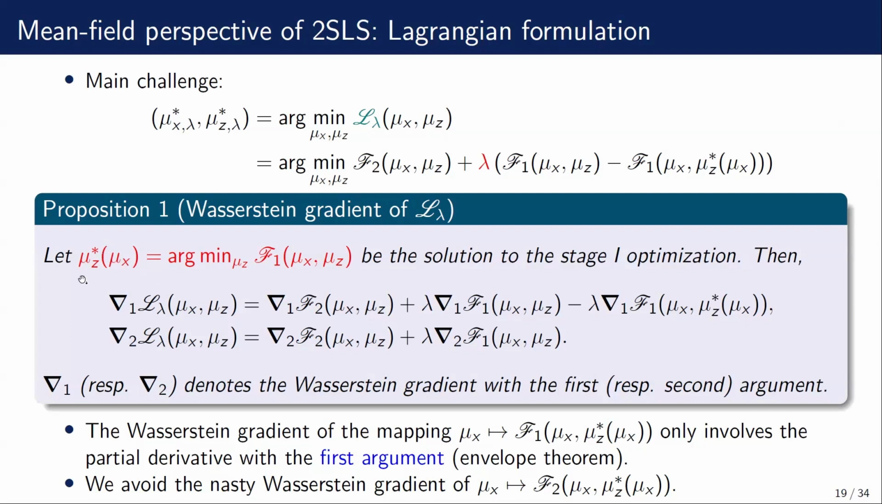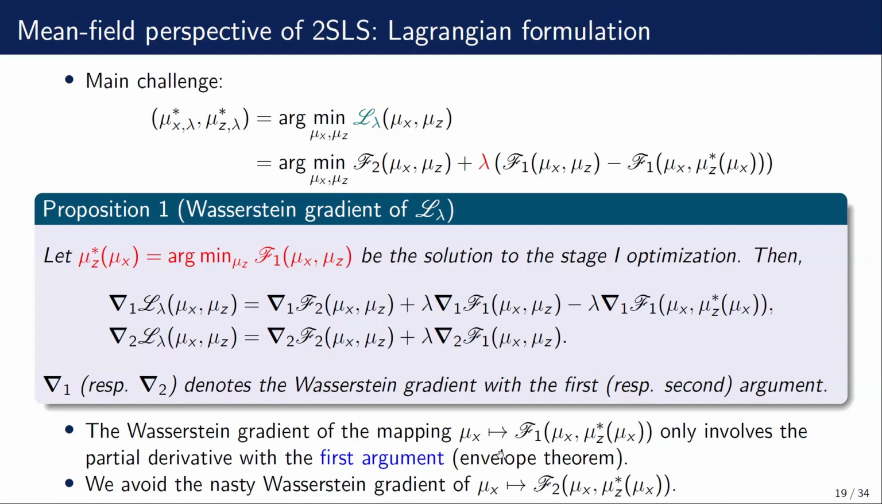Our first proposition is to let mu z star of mu x be the solution to the stage 1 optimization, and as I've said, it's easy because it's standard linear Langevin dynamics. Then the standard gradients with respect to the first objective and the second objective are all simple. You can see that we mysteriously get rid of the nasty mapping, so we don't need to take the gradient with respect to this mapping.